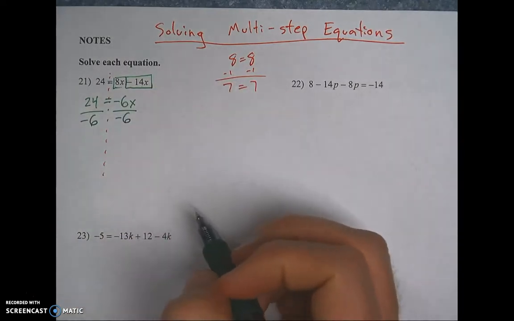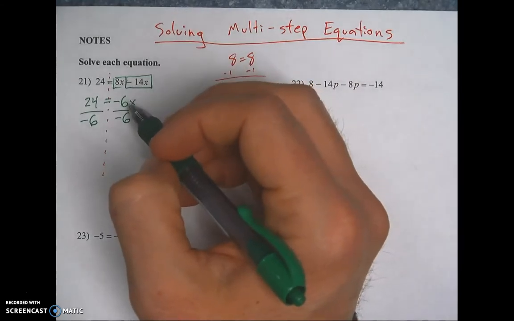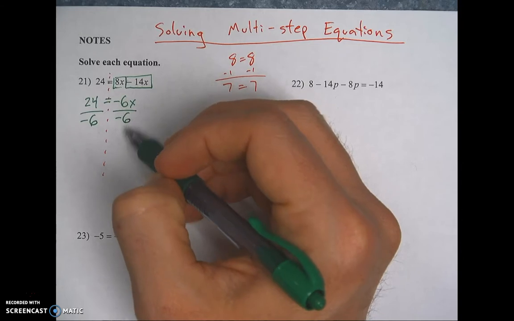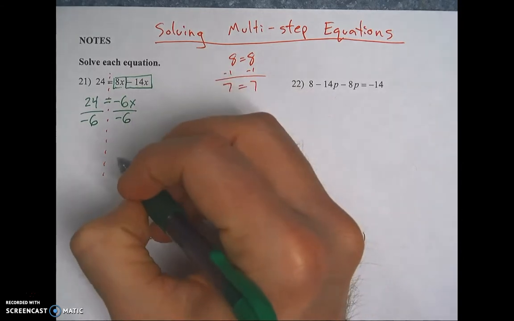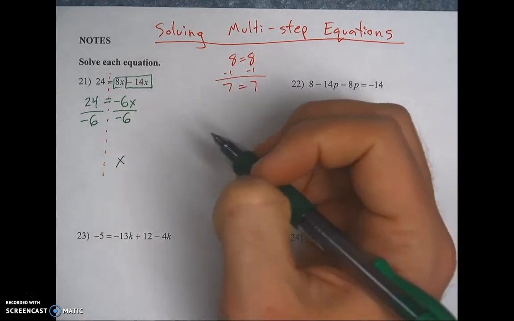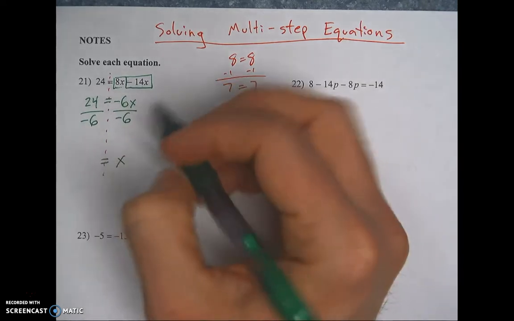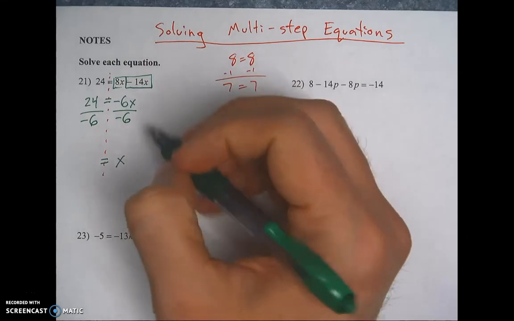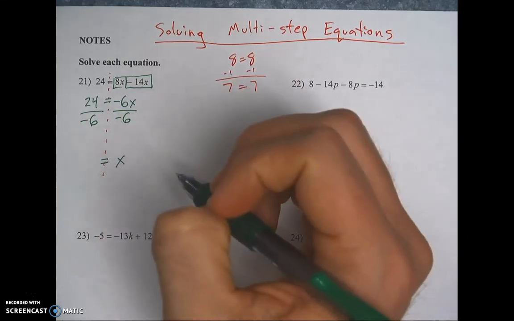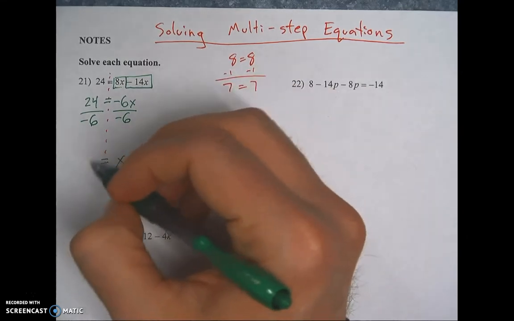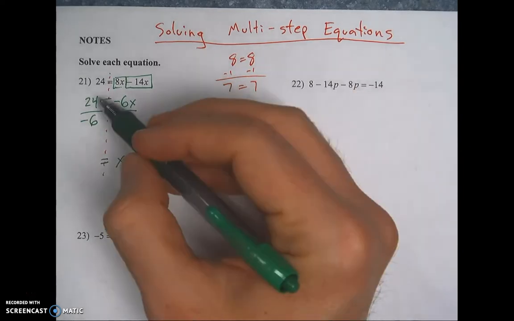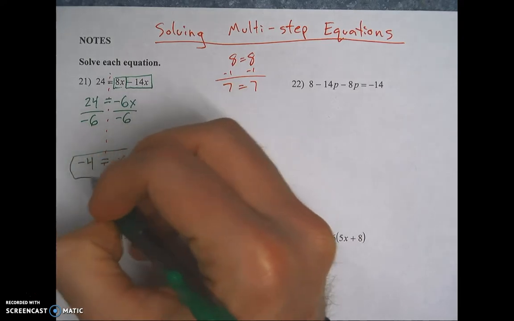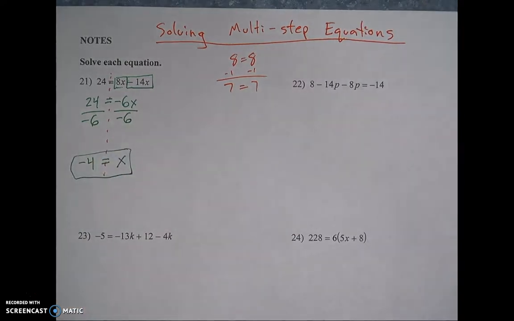Okay, so what actually happens here is when I divide negative 6 by negative 6, I get a 1x. But we don't have to write the 1 in front of it. So it's not that they actually go away, they just become a 1, and we just don't need to write the 1. So we have x isolated, which means we have an answer. Whatever's on this side, x equals that. So 24 divided by negative 6 is negative 4. There's my answer. X equals negative 4.